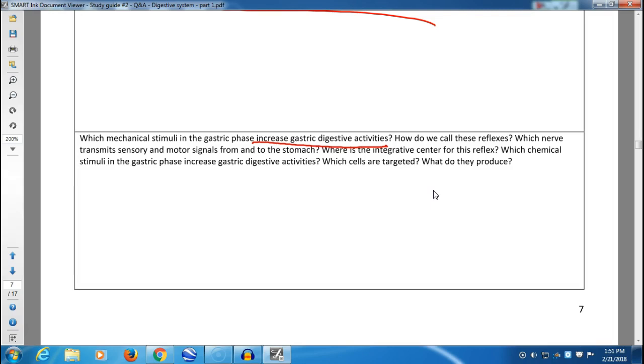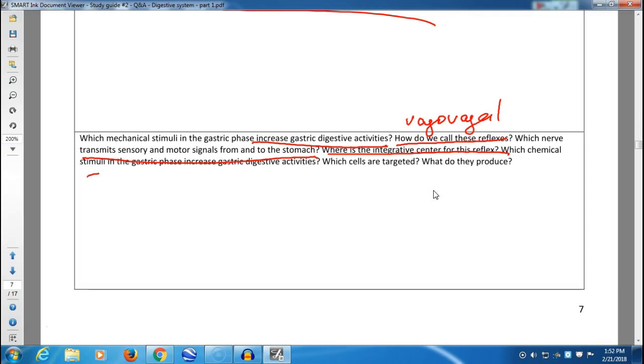Distension. How do we call these reflexes? That's vagal. Well, vagus, because it's vagal. Integrative center for this reflex, medulla.